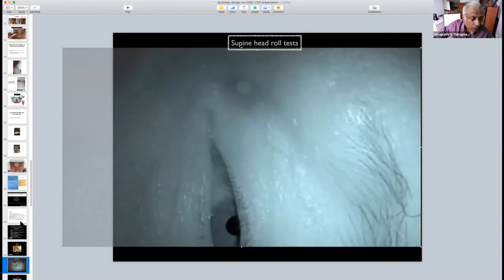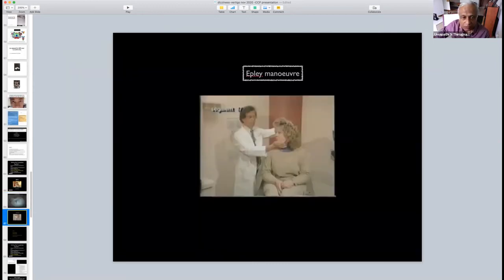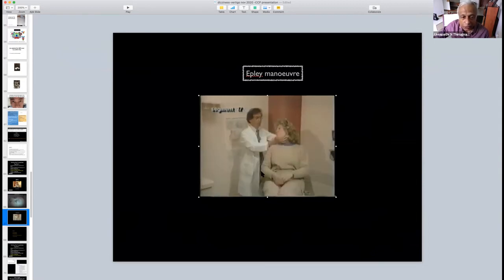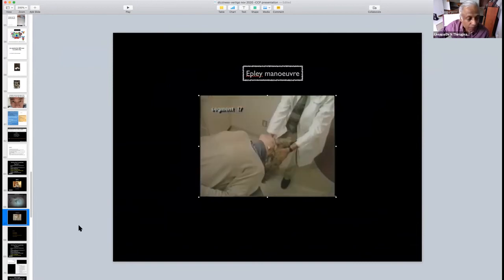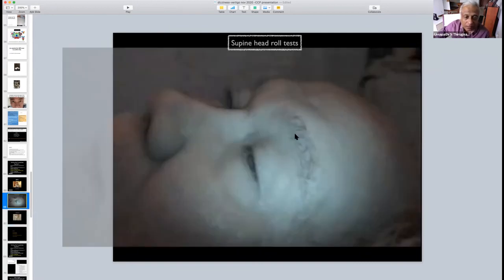Now, all these forms of benign positional vertigo have beautiful physical maneuvers to correct them. For posterior canal BPPV, we do the Epley maneuver, which is what Dr. Z is doing here. The Epley maneuver cures the patient immediately. For the horizontal canal BPPV, we do something called the Gufoni maneuver.